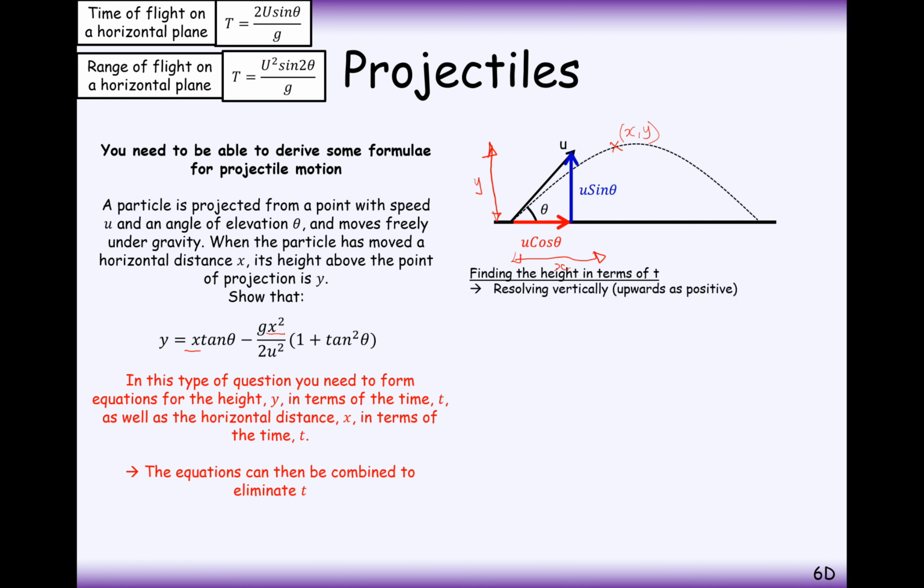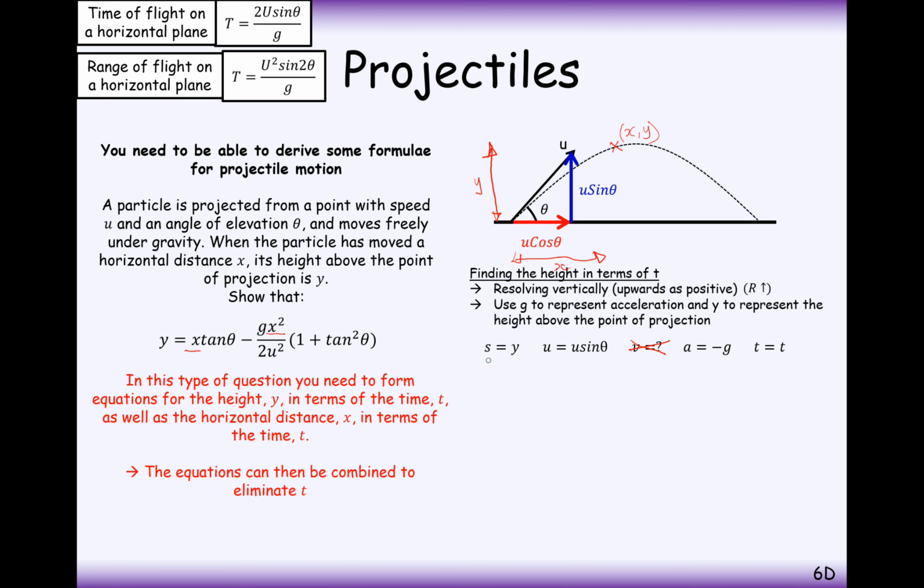So resolving vertically, taking upwards as your positive direction. The displacement for the particle when it reaches this coordinate x, y is y. That's the distance that it will travel upwards. The initial speed is u sine theta in the upwards direction. V we're not really interested in. Acceleration will be going downwards, and that's due to gravity, so minus g. And t is what we're looking to find.